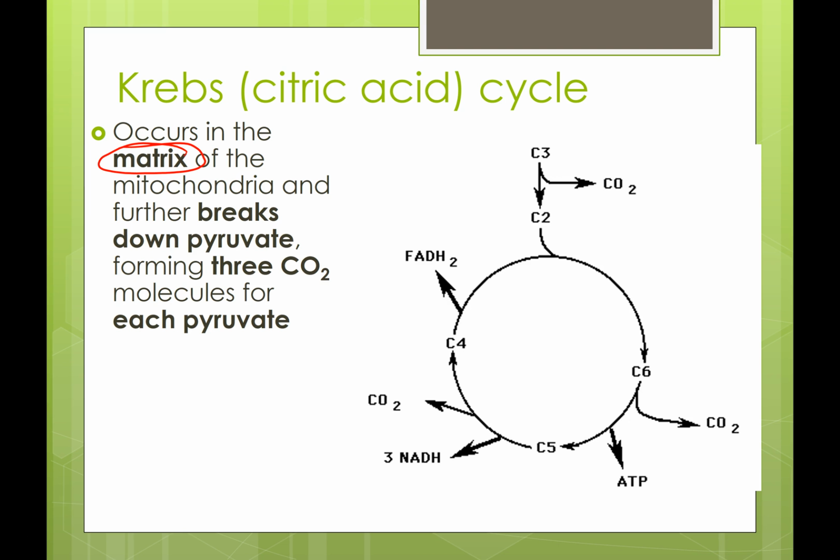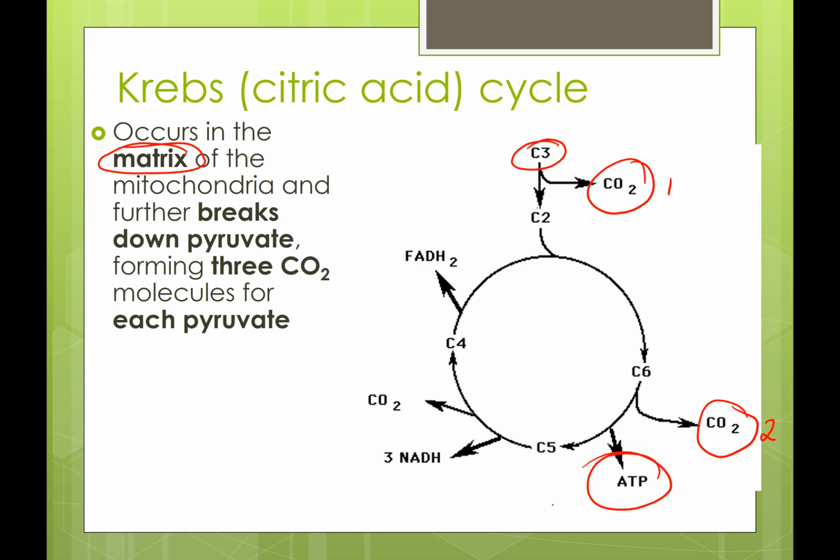pyruvate, and we're going to form 3 carbon dioxide molecules for each of those pyruvates formed. Right, so pretty much if we have this C3, that's the pyruvate. The C3 is going to be first broken down into C2, and here we have 1 carbon dioxide, and then that carbon molecule is going to be further altered and broken down, and here we have another one, so that's the second carbon dioxide.